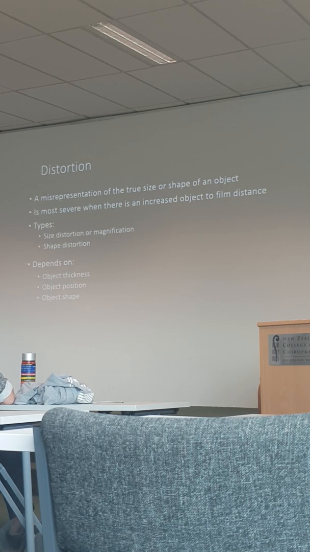So distortion is obviously just a misrepresentation of the true size and shape of an object. The further you move the object from the film, the worse this is going to be, because the X-rays travel in a divergent line, it's going to magnify everything. So you can get size distortion or magnification, and you can get shape distortion. It depends on a whole lot of things about the object, as well as where you've got the source and the film in the object.